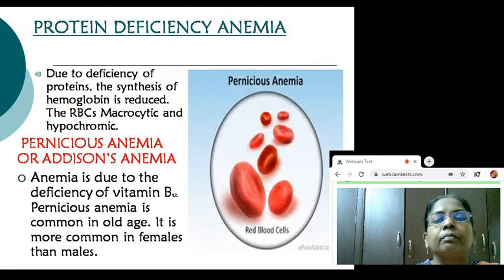And protein deficiency anemia is due to deficiency of protein. The synthesis of hemoglobin is reduced. The RBC is macrocytic and hypochromic. Another name for it is pernicious anemia and Addison's anemia. This is due to deficiency of vitamin B12, and it occurs more in old age people and is more common in females than males.